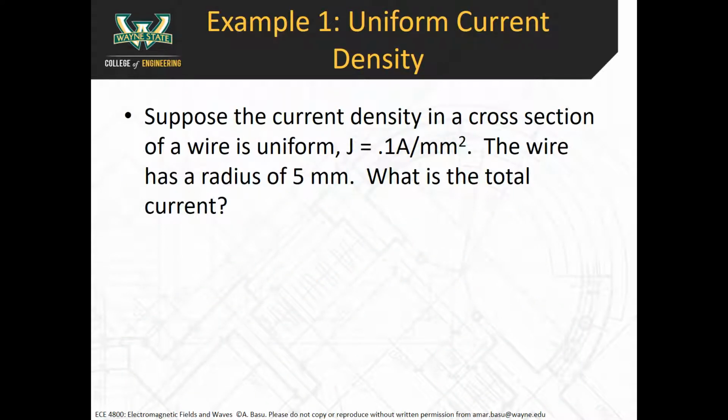Let's do an example here. So this is a simple problem of uniform current density. Suppose the current density in the cross section of a wire is uniform. J is equal to 0.1 amps per millimeter squared. The wire has a radius of 5 millimeters. What is the total current?